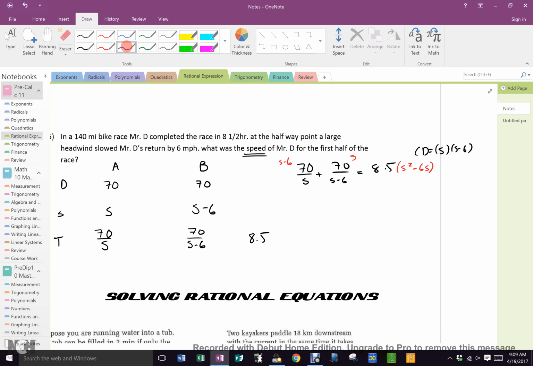And then we would work this all out. So I would get 70s minus 420 plus 70s, right? Equals 8.5s squared minus 51s. Then what do I do with that? Collect like terms, and what are you going to get? 8.5s squared, because there's no other s squareds. 70 and 70 is 140. Minus 51 is what?